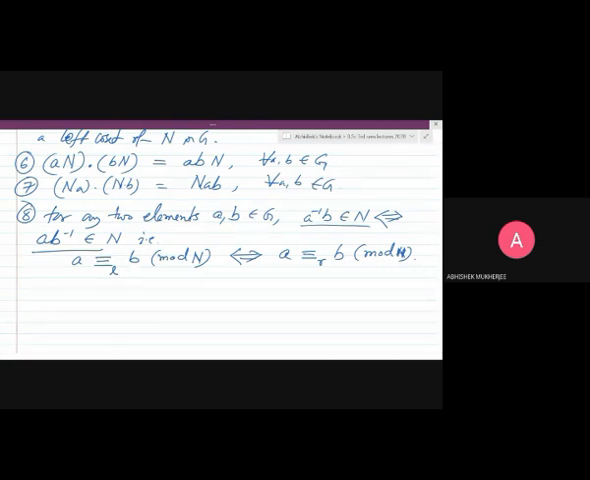Whenever you get a is congruent to b modulo N with respect to the left relation, then you will get that a is congruent to b modulo N with respect to the right. In a similar way, a is congruent to b modulo N with respect to the right relation will give you that a is congruent to b modulo N with respect to the left one, for normal subgroups.